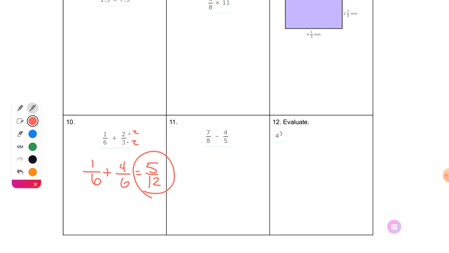Because a lot of people had this. They knew they had to find a common denominator. They just forgot how to add fractions.